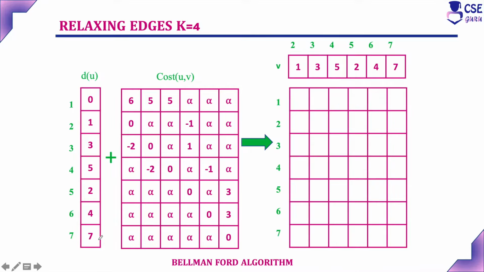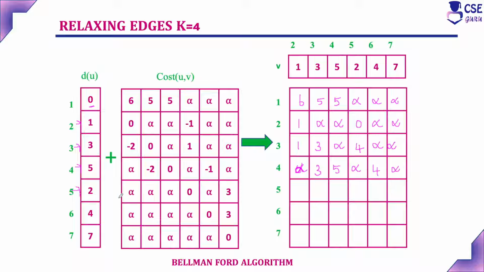So with this shortest distance, add the corresponding cost matrix, and we will get a new cost matrix again in the fourth iteration. Okay. So 0 plus 6, 0 plus 5, 0 plus 5, 0 plus infinite. Okay. Next for vertex 2, 1 plus 0, 1, 1 plus infinite, 1 plus infinite, 1 minus 1, 0, infinite. For vertex 3, 3 minus 2, 1, 3 plus 0, 3, 3 plus infinite, 3 plus 1, 4, infinite, infinite. And for vertex 4, 5 plus infinite, that is infinite, 5 minus 2, 3, 5 plus 0, 5, 5 plus infinite, 5 minus 1, 4, 5 plus infinite.